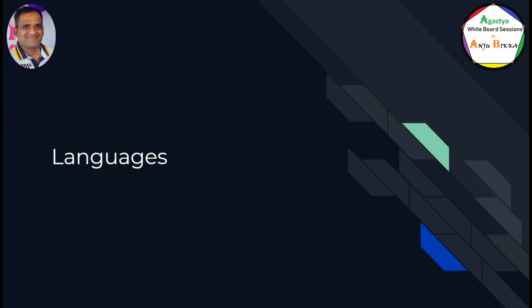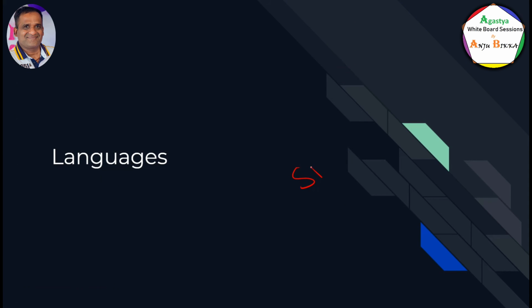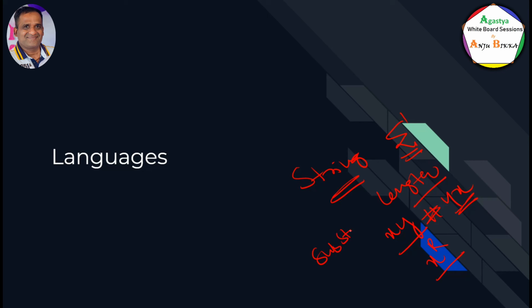So far we discussed strings. What is a string? A string is nothing but a finite sequence of symbols over an alphabet. And we discussed the length of strings, and the concatenation of two strings: xy is not equal to yx, which means concatenation is not symmetric. We also discussed the reverse of a string, substrings, and the empty string epsilon.